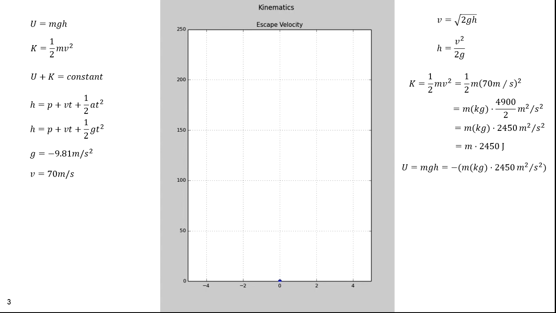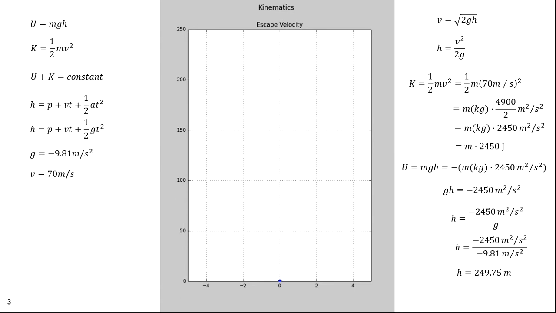If we were to convert all of the kinetic energy into potential energy, we do that with this equation. Potential energy is m times g times h, which equals the negative of kinetic energy. We can cancel out the mass m. That leaves us with g times h equaling 2,450 meters squared per second squared. h thus equals minus 2,450 meters squared per second squared divided by g. g is minus 9.81 meters per second squared. If we do that division, we end up with h equaling 249.75 meters.